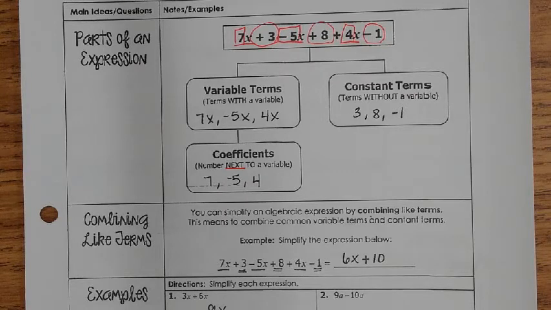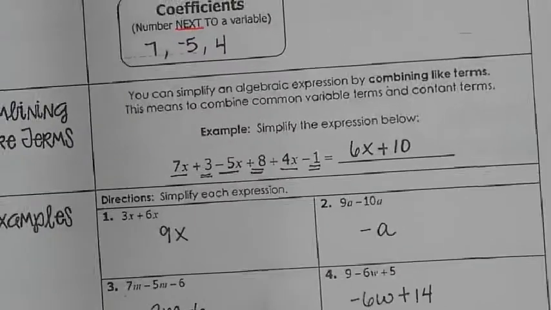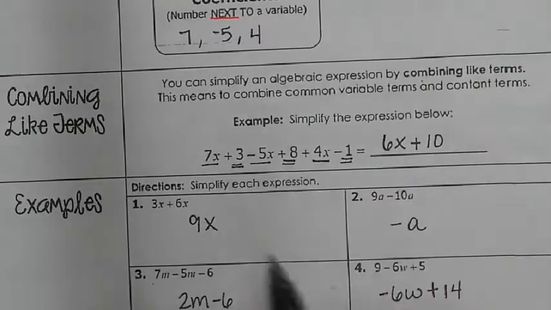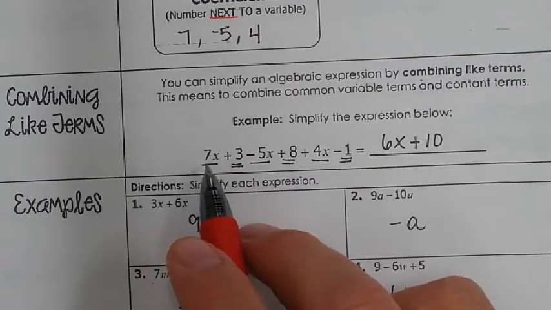Okay. So this next part is what is going to be a little bit new for you, I believe. So now we also have to work on combining like terms. You can simplify an algebraic expression by combining like terms. This means you combine common variable terms and constant terms. So in this case, the common terms are the ones with the same variable.